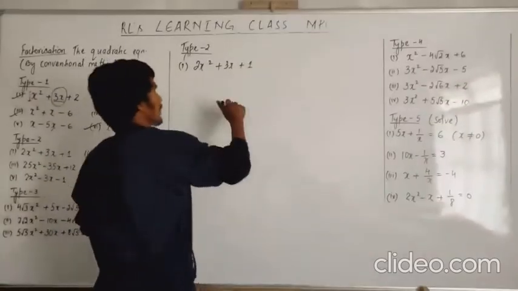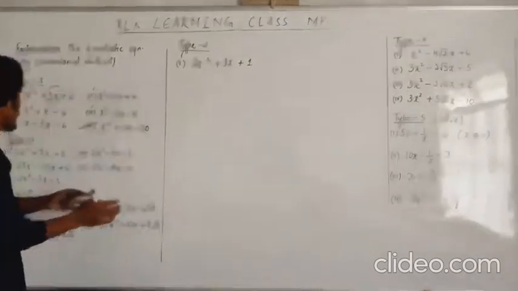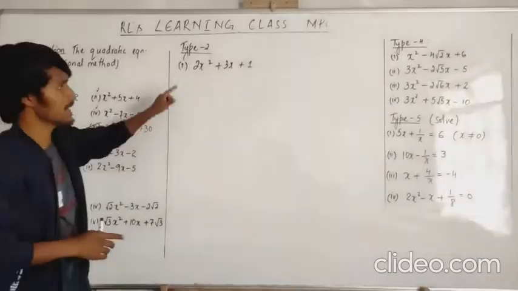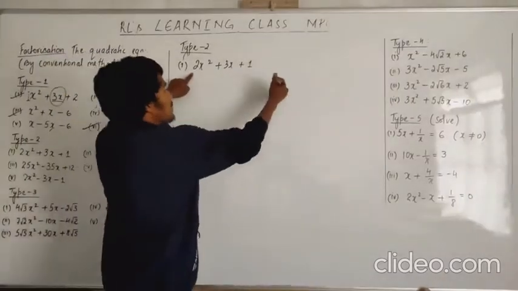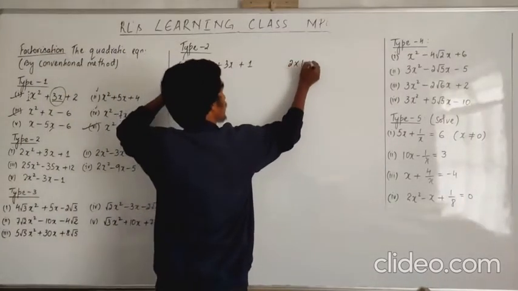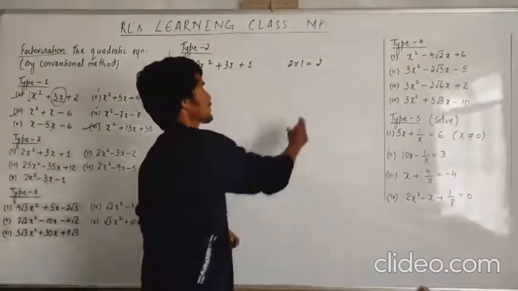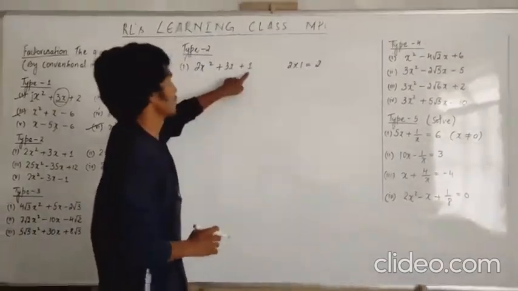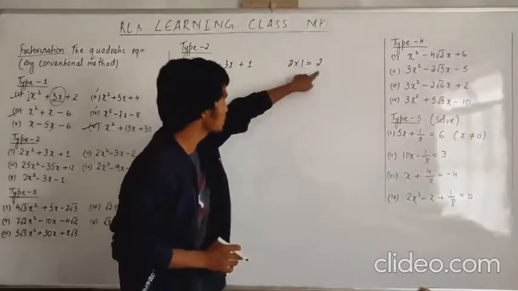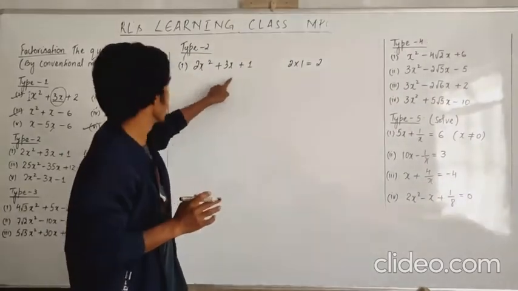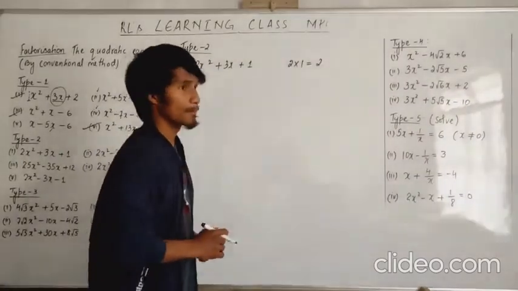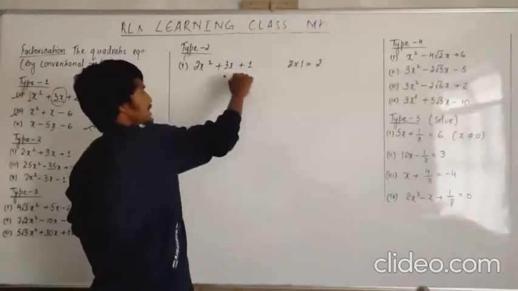Now 2 into 1, like we did in type 1, and here also we have the rest. 2 into 1, how much did we get? 2 into 1 we got 2. Now this 2 will play the main role. Now that 2 is present here somewhere. Now 2 into 1 we got 2. But here is 3.